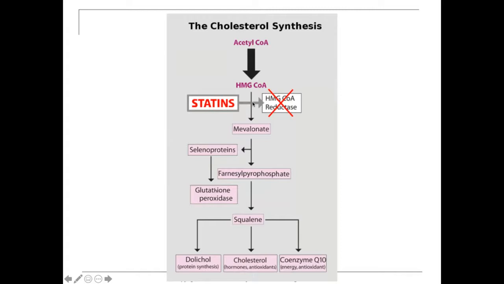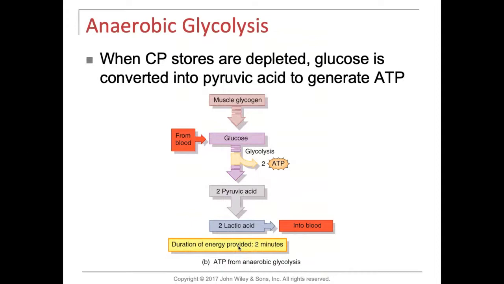Just FYI, the statins are blocking an enzyme called HMG-CoA reductase. Remember acetyl-CoA to HMG-CoA? Then HMG-CoA can go to mevalonate, but if you block this step with a statin drug and you block this enzyme, nothing below this arrow takes place. That's the problem. So when creatine phosphate stores are depleted, glucose is converted to pyruvic acid to generate ATP.